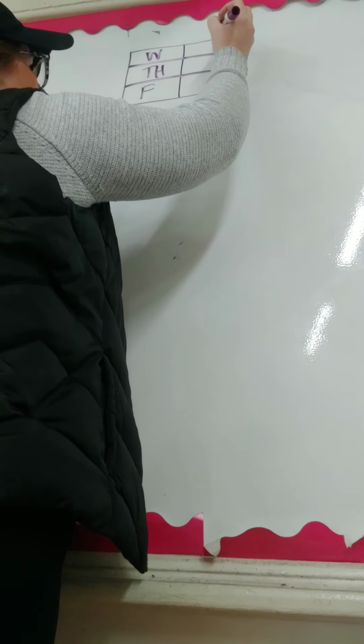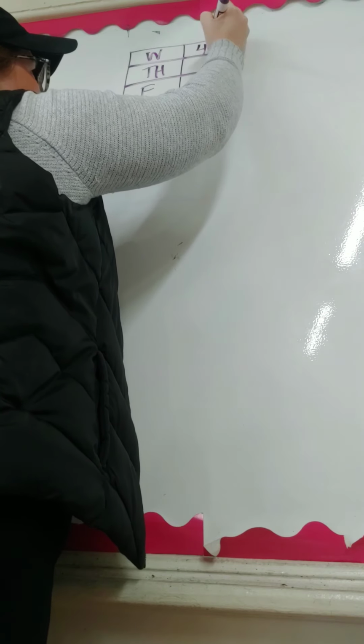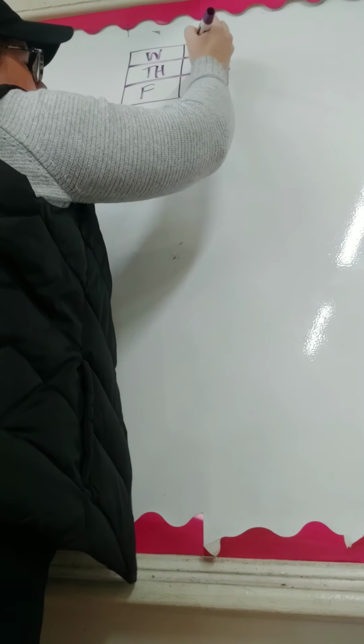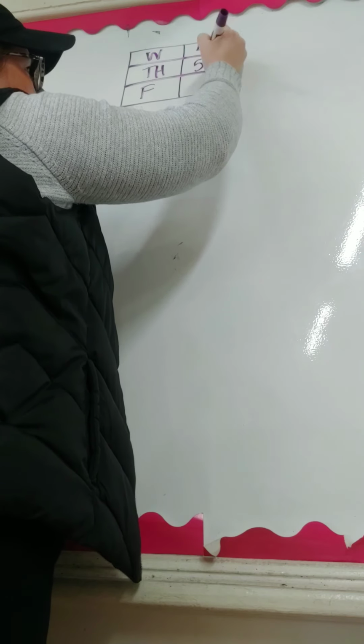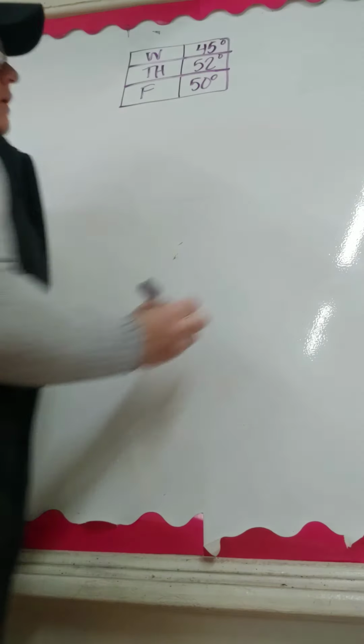Wednesday, it was pretty cold on Wednesday. Let's do 45. Thursday wasn't as cold, let's do 52. And then today is a little bit chilly, so let's call it 50, okay?